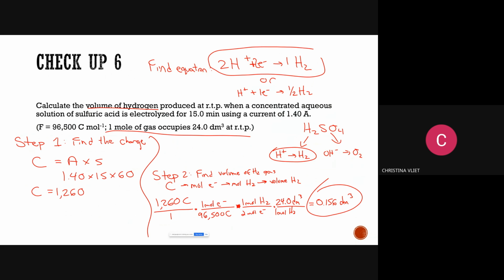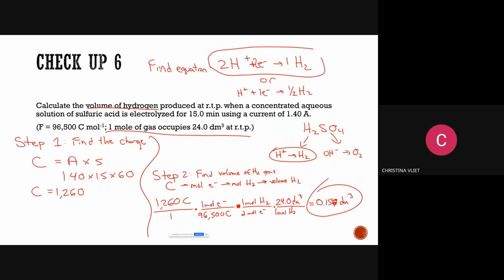What if they said 157? 0.157 is right. I'm checking my significant figures now. You're right, 0.157. It could be 1.1, it could be 0.156. So we have one that's your turn before we get to Cambridge questions.